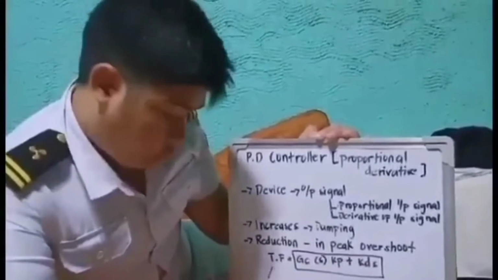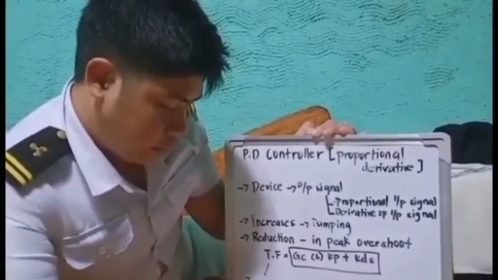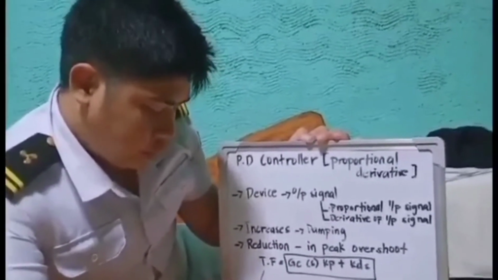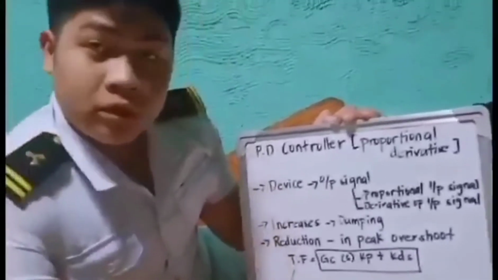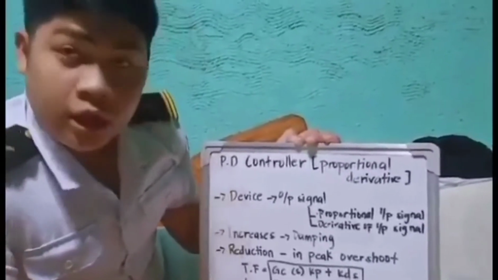Proportional derivative controller produces an output which is a combination of the outputs of proportional and derivative control. The proportional derivative control is used to improve the stability of the control system without affecting the steady state error.